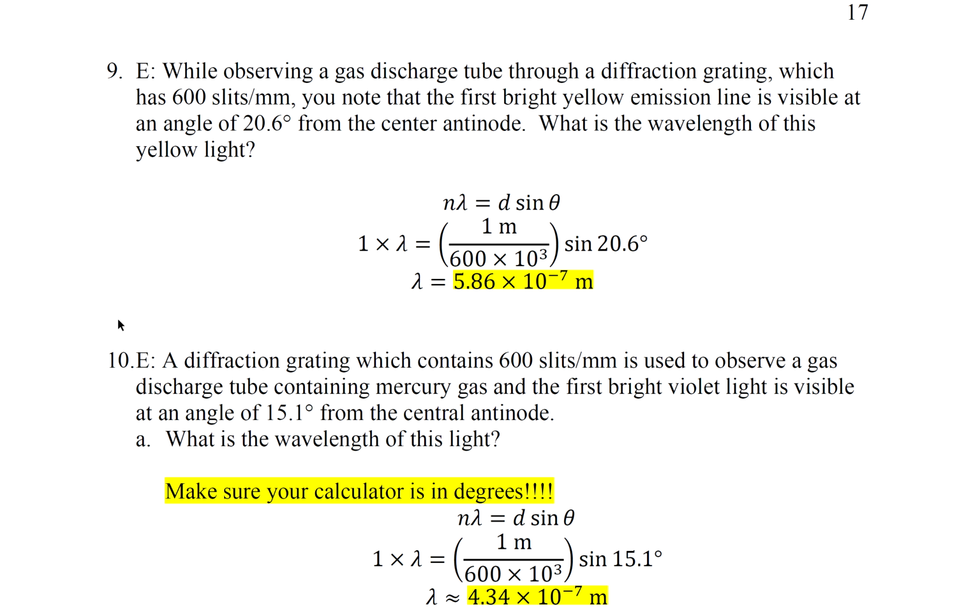Question 9. While observing a gas discharge tube through a diffraction grating, which has 600 slits per millimeter, you note that the first bright yellow emission line is visible at an angle of 20.6 degrees from the center antinode. Antinode means constructive interference. Center antinode means the central maximum. What is the wavelength of this yellow light? So we're solving for lambda. The first antinode means n equals 1.